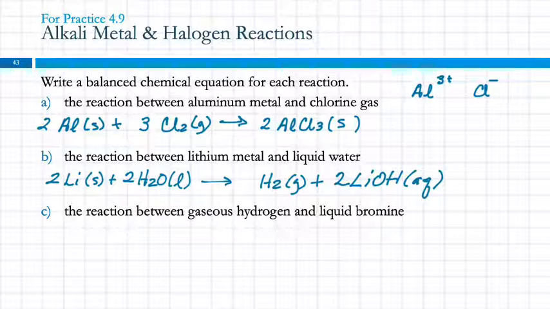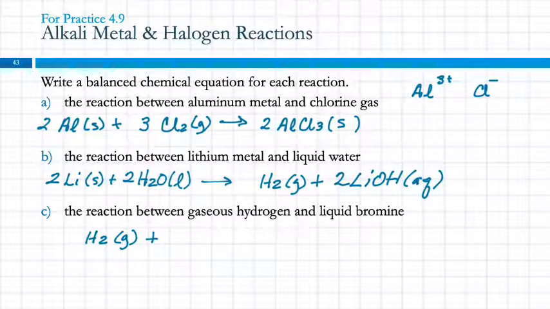Reaction between gaseous hydrogen and liquid bromine. This one's easier. Well, what's the formula for hydrogen? H2. It's a gas. This is where we need to know our 7 diatomic elements. Right? Horses need oats for clear brown eyes. H for horses.